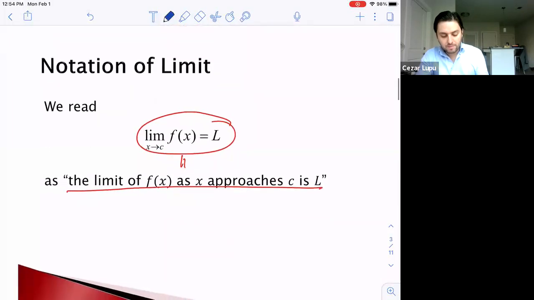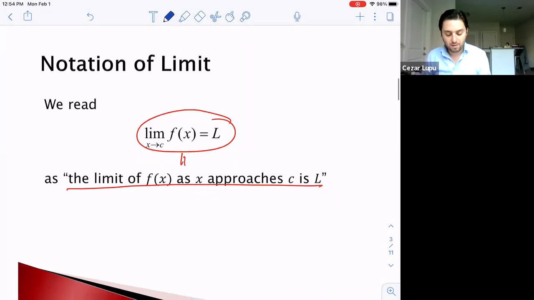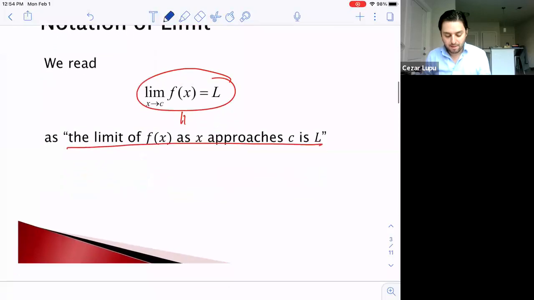But once again, keep in mind that this is the notation of a limit. So this is how we're going to read it. The limit as x approaches a number, which is c, of f of x equals L. We write it like this: lim as x arrow c of f of x equals L. And this is how we're going to read it. Okay. I hope this makes sense.